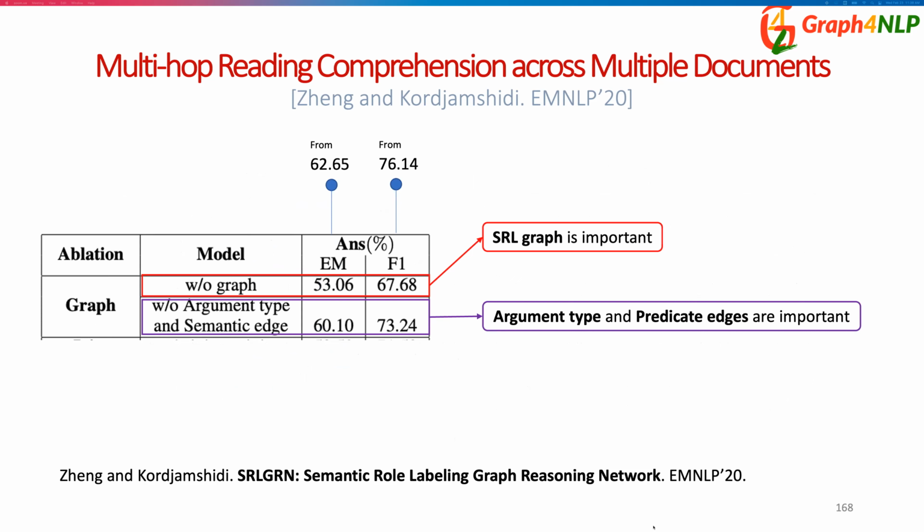We can also see the additional ablation study. If we remove the graph, there is a significant drop. And if we remove the argument type and the semantic edge, we also see a significant drop. So you can see that the two key components in this particular model are both important. Both the SRL graph is important, and the details of the subgraph, the predicate edges and argument types, are also very important. If we remove those, we break the chain of reasoning, and that leads to a significant drop in quality.